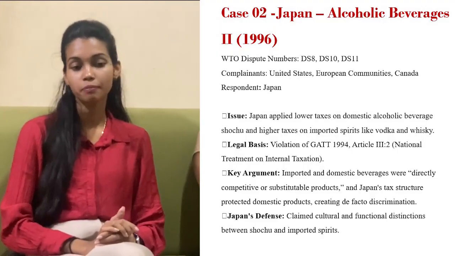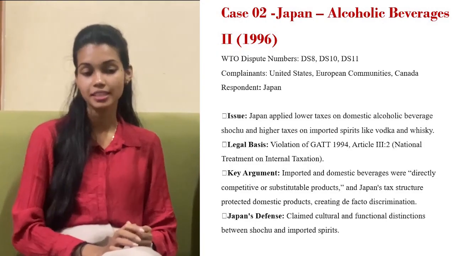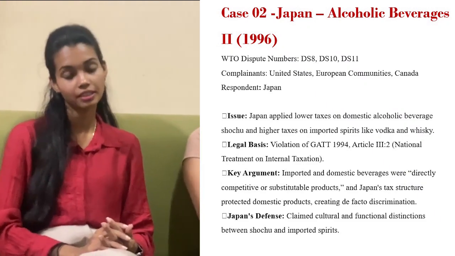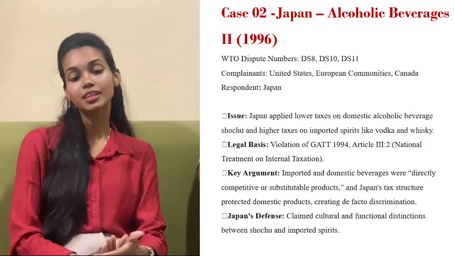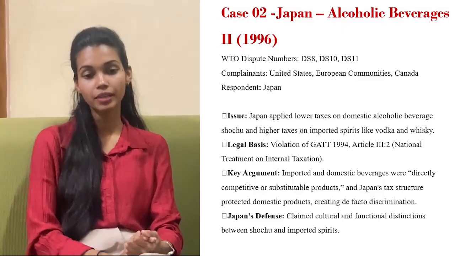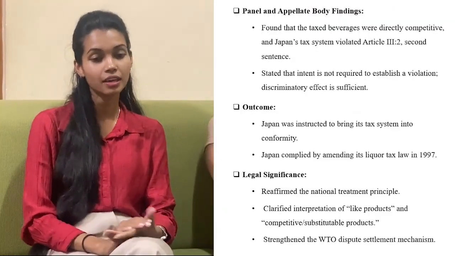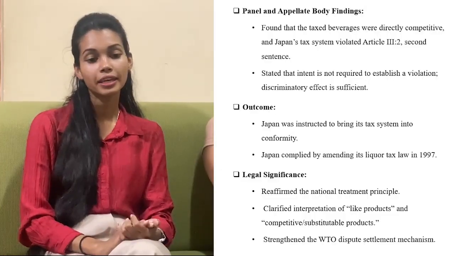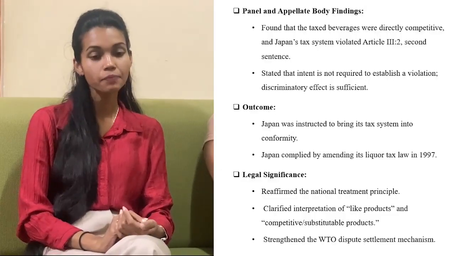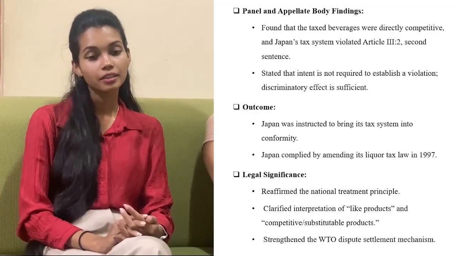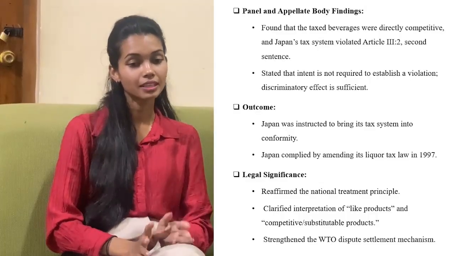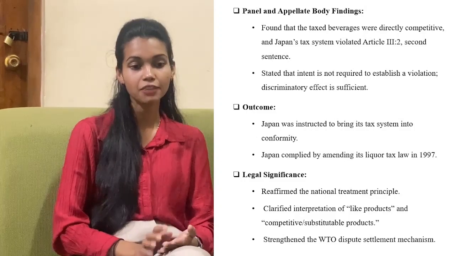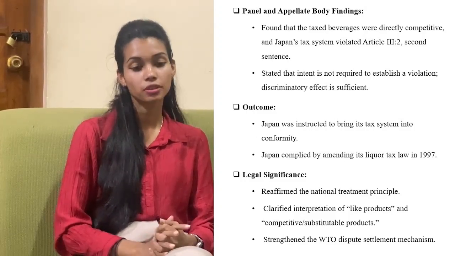Japan imposed high tax on imported alcoholic drinks like vodka and whiskey, while keeping low tax on local drinks like soju. The USA, European Union and Canada filed complaints. Under GATT Article 3.2, that's not allowed. Even if the drinks are not identical, if they are directly competitive or substitutable, there must be tax equity. The WTO ruled Japan's tax system unfair and discriminatory. This case set a key precedent: even if products are not identical, they must still be treated equally if they compete.